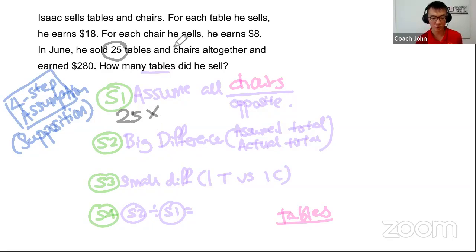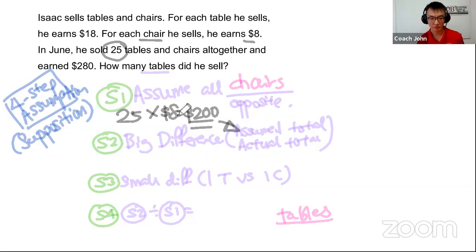Okay, so for each chair he sells $8, so you have to times $8, which is $200. And this is the assumed total. That means it's fake, because this is just an assumption and you pretend. I think for children, they love the word pretend. Pretend that all are chairs. So when you teach, use children's language, children's words.